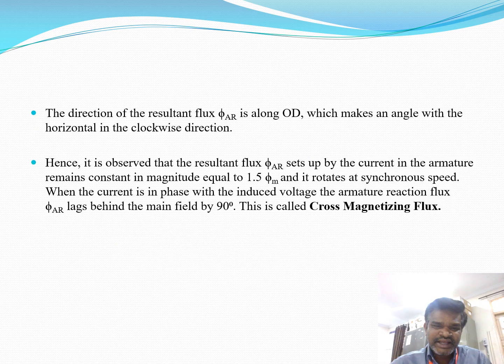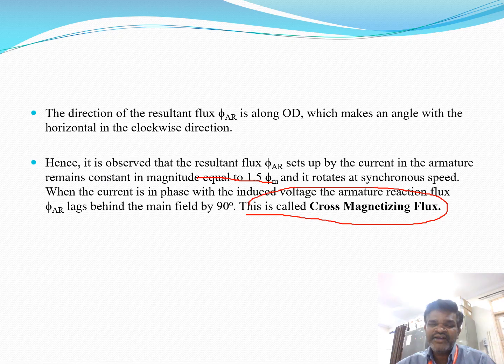So the direction of resultant flux is along OD, which makes an angle with the horizontal in clockwise. It is observed that the resultant flux sets up a current in the armature, remaining constant in magnitude, equal to 1.5 times phi m, and it rotates at synchronous speed. When current is in phase with the induced voltage, the armature reaction flux lags behind the main field by 90 degrees, and this effect we call the cross magnetization effect, or the flux we call the cross magnetization flux.